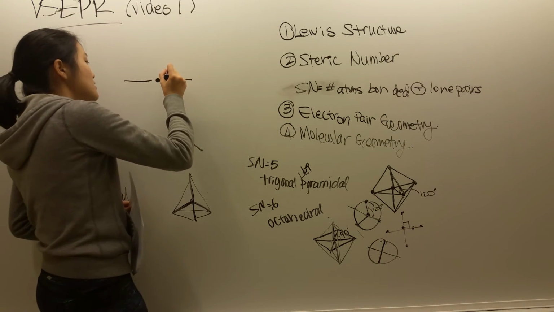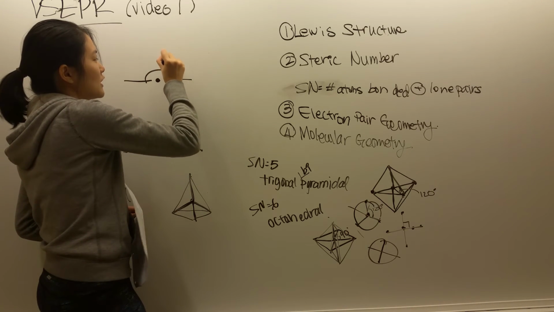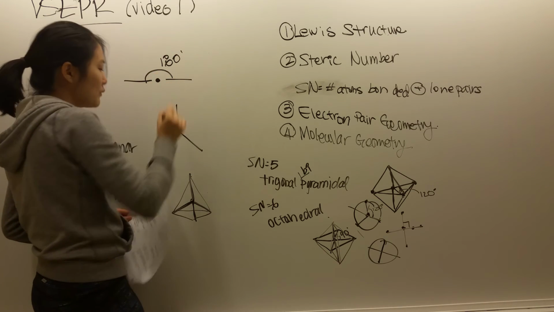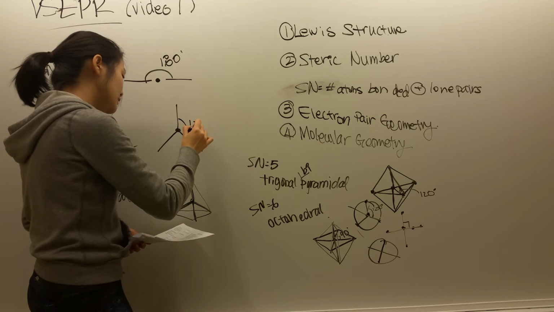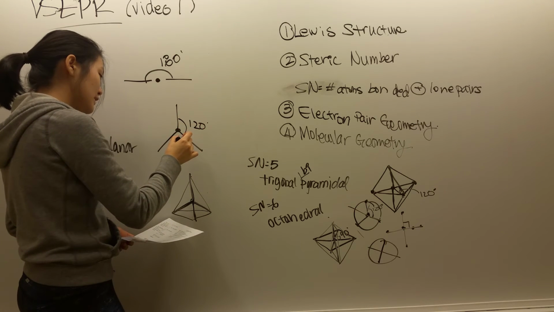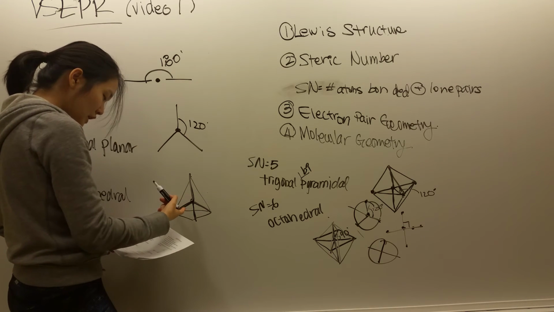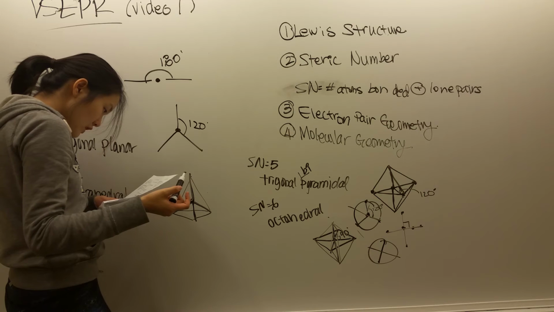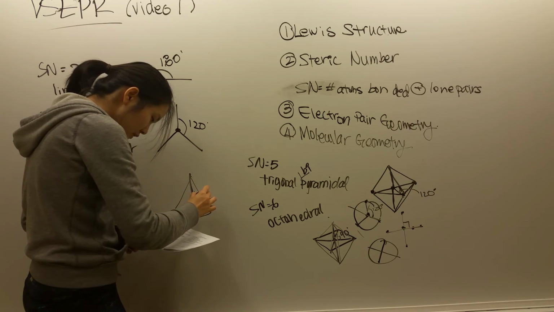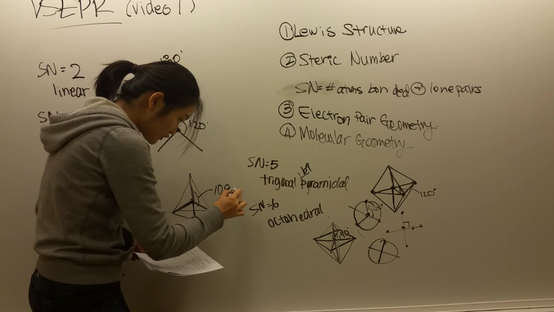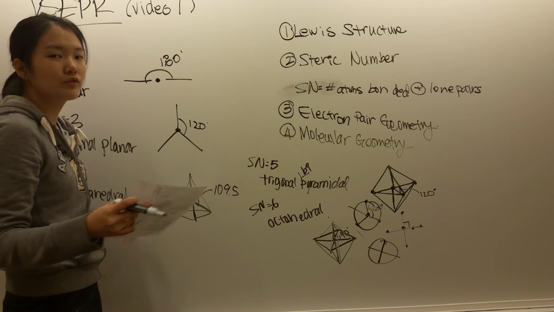angles for these. So if you have a steric number of 2, linear, this is 180 degrees, so that's that one. When you have a trigonal planar, then you have 120 degrees here, and then 120 here, 120 here. When we have a tetrahedral, you have 109.47 degrees in between each one, 109.5 degrees, 109.5, 109.5, 109.5.